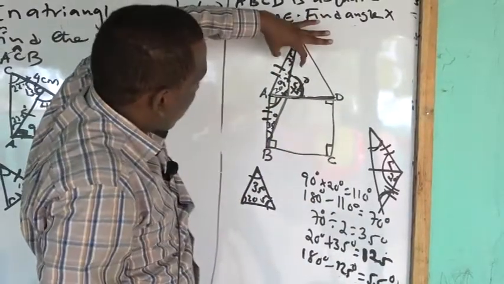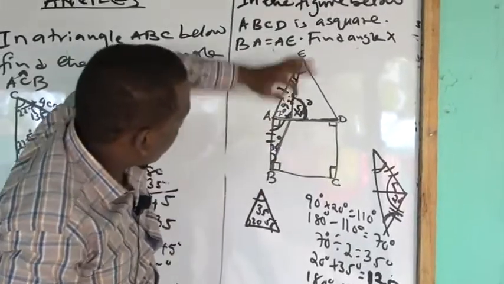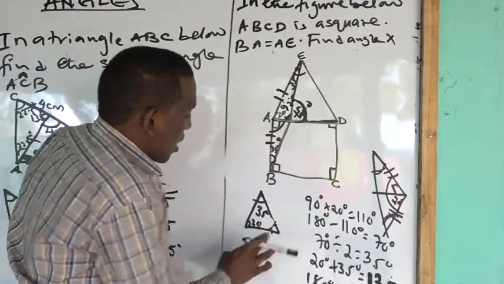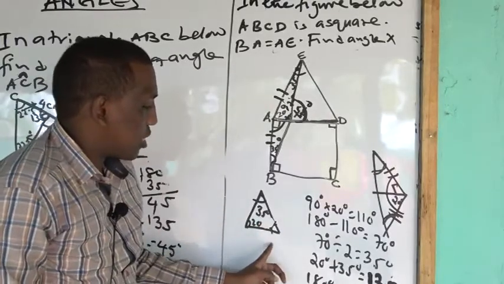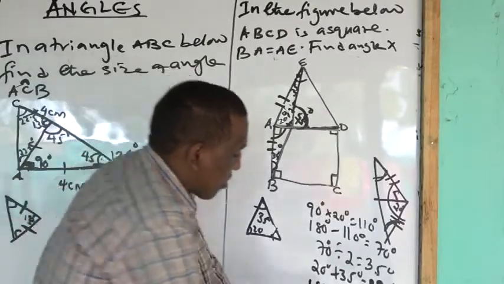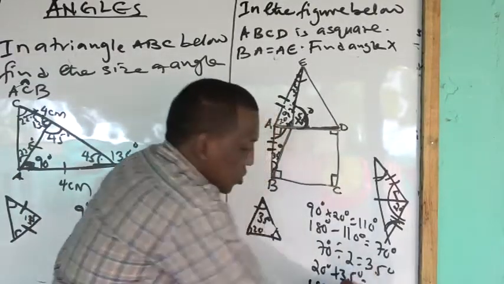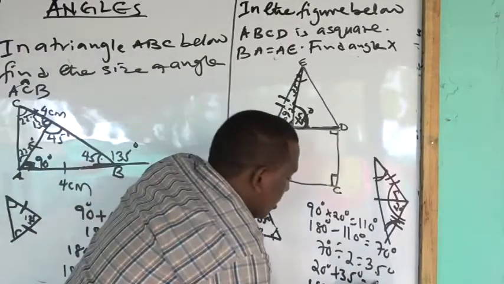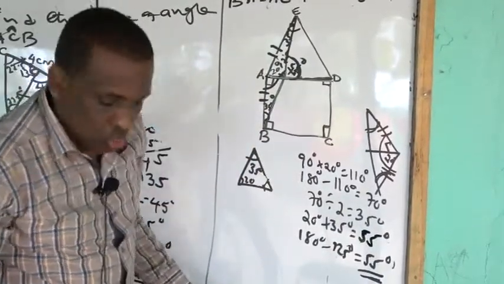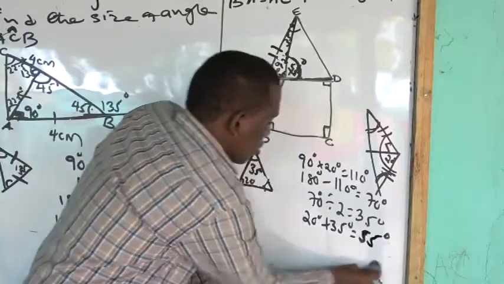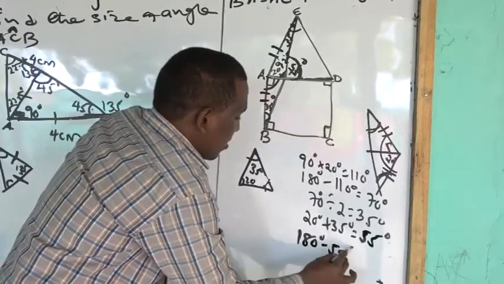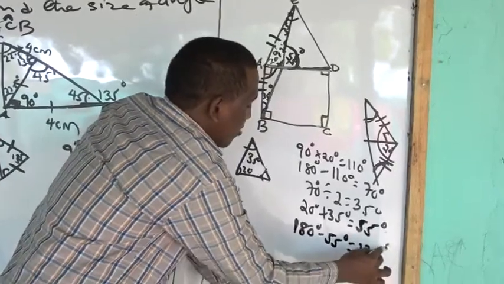In this upper triangle, here is 35 degrees and here is 20 degrees. When you add, 35 plus 20, you will get 55 degrees. So now you say 180 degrees minus 55 degrees, you will get 125 degrees.